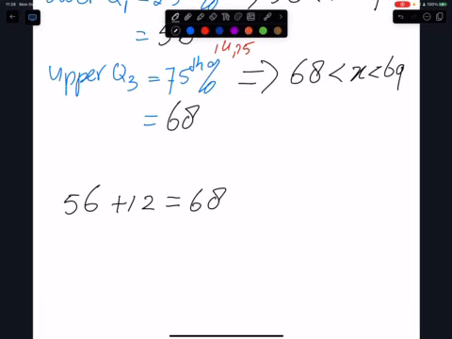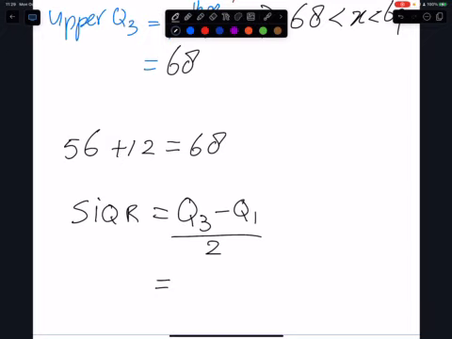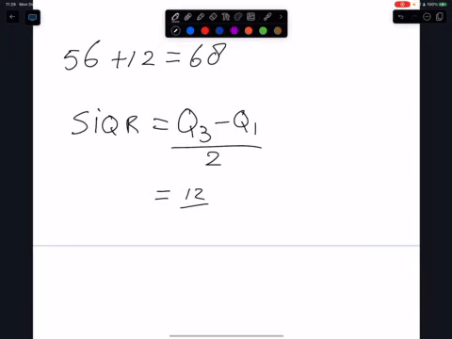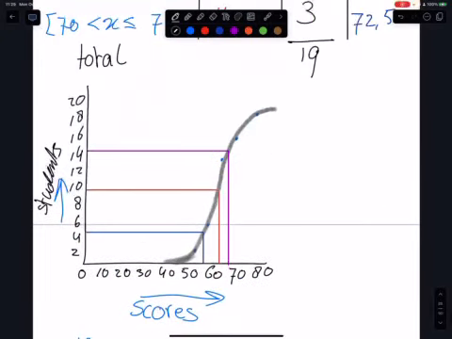And lastly, you have the semi-interquartile range, which is Q3 minus Q1 and then divide by 2. What was it? 12, yes. 12 divided by 2. What does this tell you? This tells you from the median, the lowest is minus 6 and the highest is plus 6.